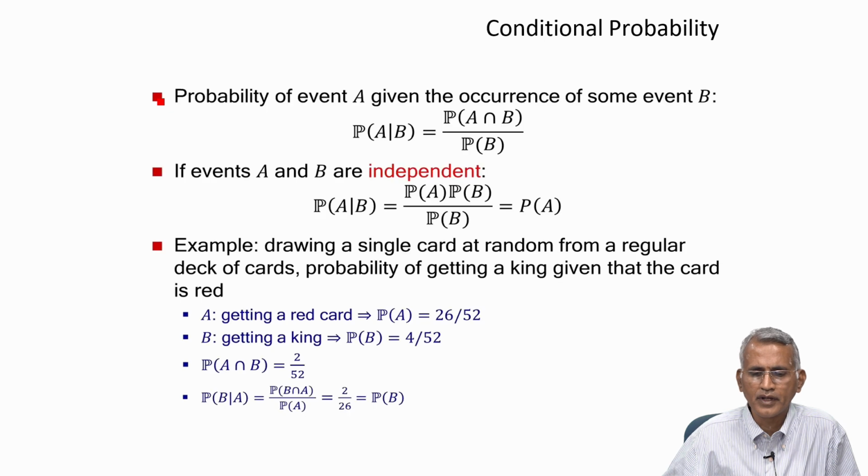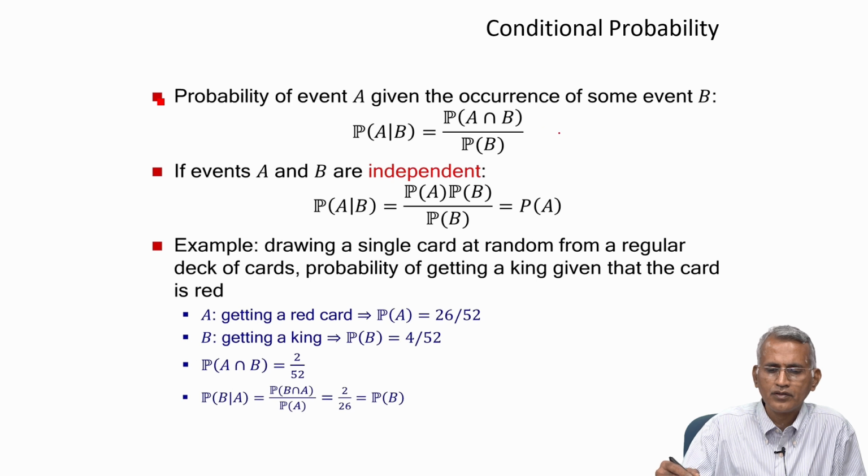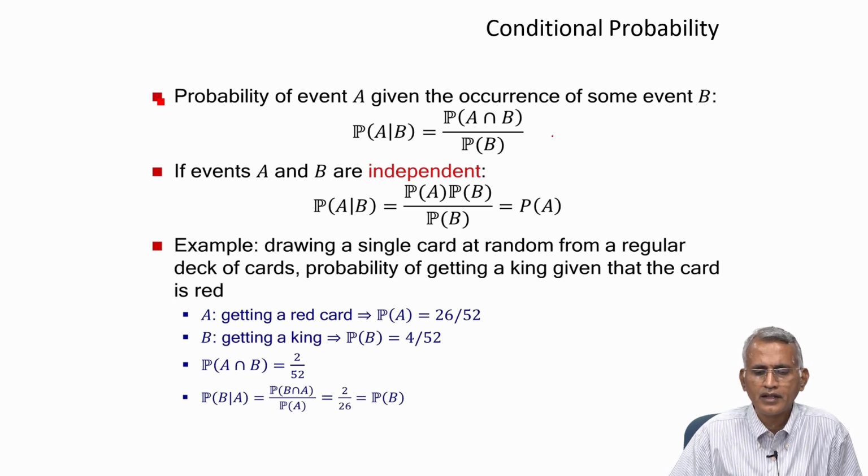Next, conditional probability. The probability of event A given the occurrence of some event B, the probability of A given B, is equal to the probability of A intersection B divided by the probability of B. That is, given the occurrence of some event, we compute P of A given B. If events A and B are independent, the probability of A given B equals the probability of A times the probability of B divided by the probability of B, which is equal to the probability of A.